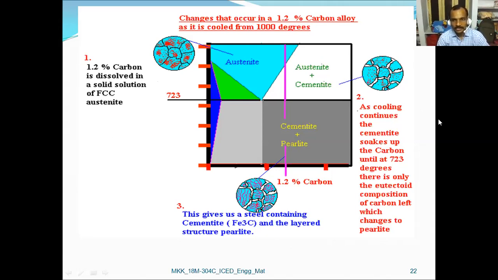Second, as the cooling continues, the cementite soaks up the carbon until 723 degrees, and there is only the eutectoid composition of carbon left, which changes to pearlite. So here this changes to pearlite. Thus this gives a steel containing cementite and layered structure pearlite.